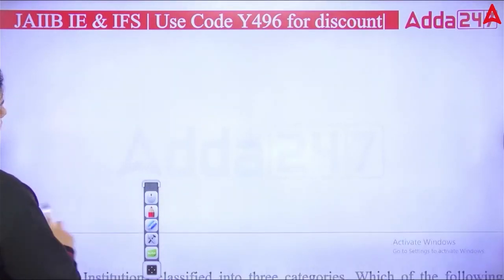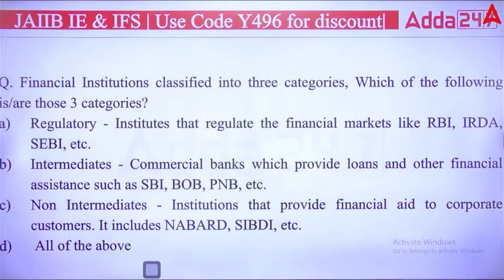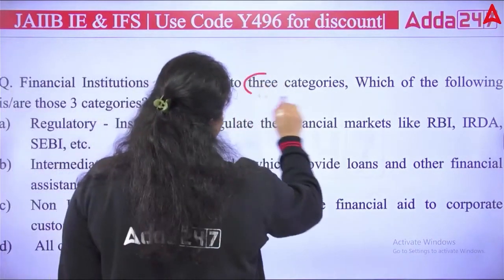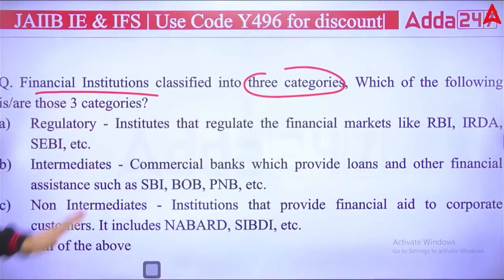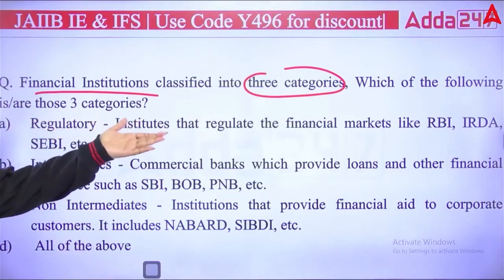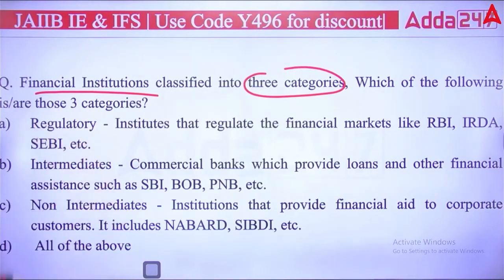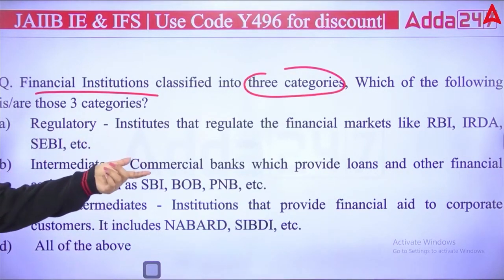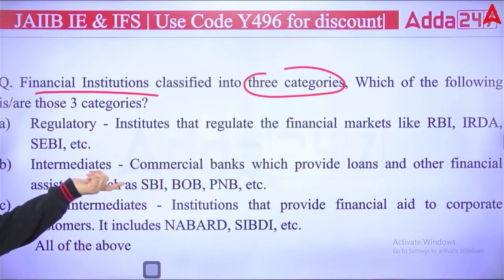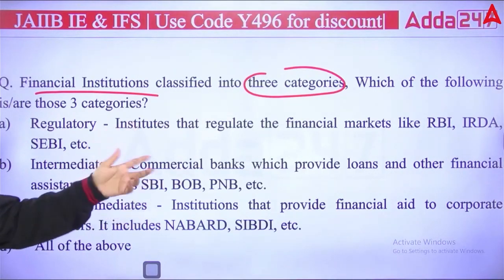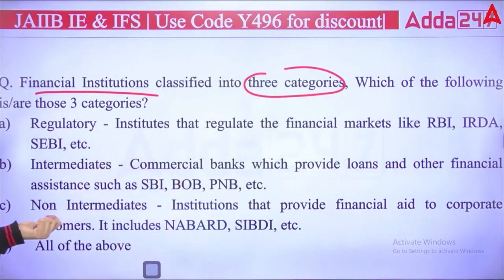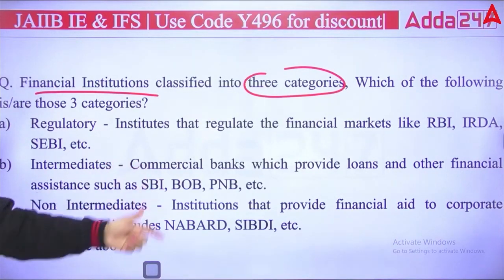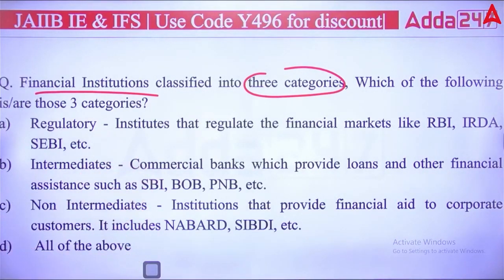Now, the next question is talking about financial institutions classified into 3 categories, which are part of your formal financial system. Which of the following are those 3 categories? First is regulatory institutes, which regulate the financial market: RBI, IRDA, SEBI, PFRDA, etc. Intermediaries are commercial banks which provide loans and other financial assistance to the public, like SBI, Bank of Baroda, Punjab National Bank, etc. The third is non-intermediaries, institutions that provide financial aid to corporate customers. It includes NABARD, SIDBI, Exim Bank, NHB, etc. And the fourth option is all of the above.